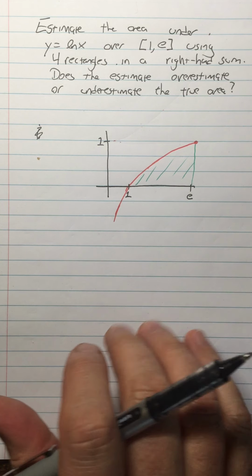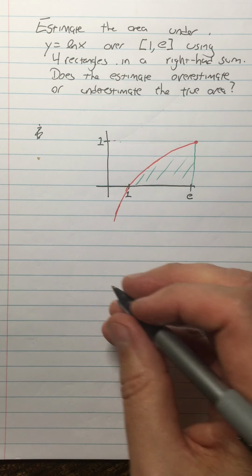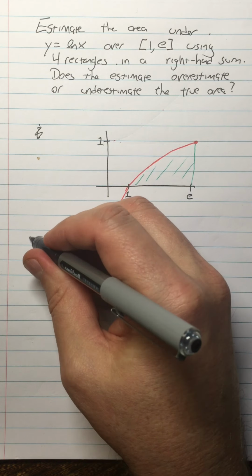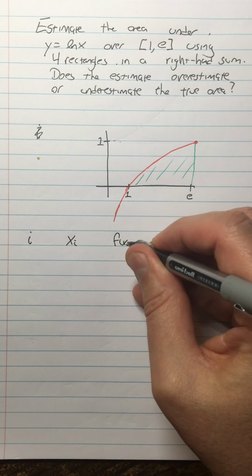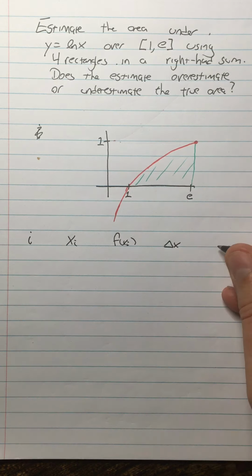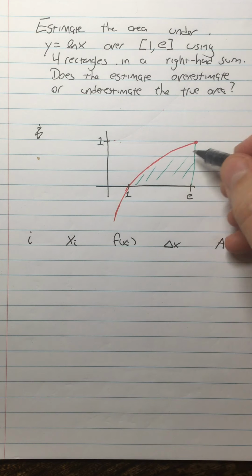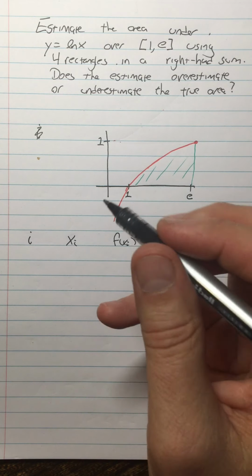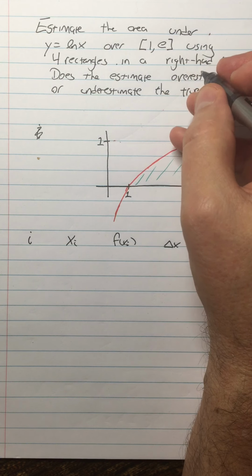All right, so what I will do is set up my chart. People have different ways of doing it. I have i, x sub i, f of x sub i, delta x, and a sub i. Actually, a lot of times, if I only have 4 rectangles, I won't do the chart. I'll draw the rectangles. Sometimes for me, that's easier. But I'll stick with the chart since I just showed you that. And I think especially for these weird numbers, it's going to be pretty useful.